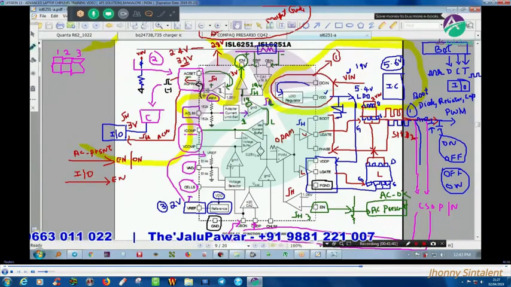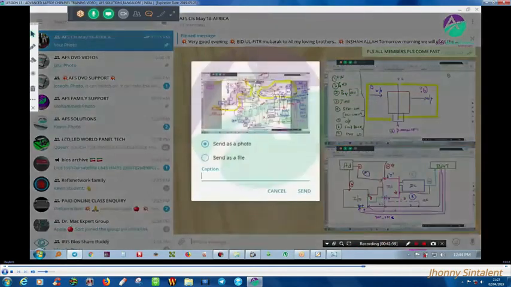Current confirmation and voltage confirmation are given to the IO controller, and this is all about current limit. So this is about one part of my charging IC. I know this is complicated, but still you will understand when you see the video.